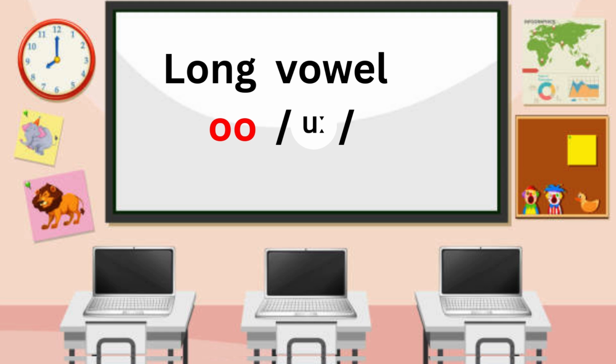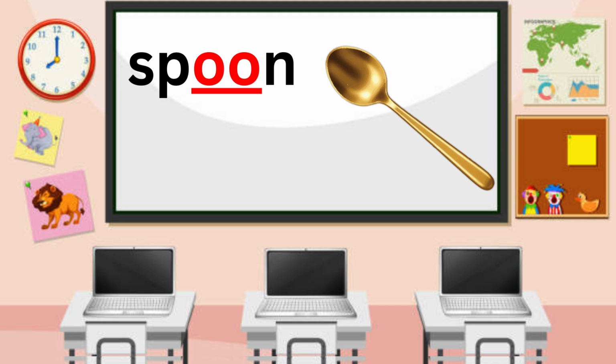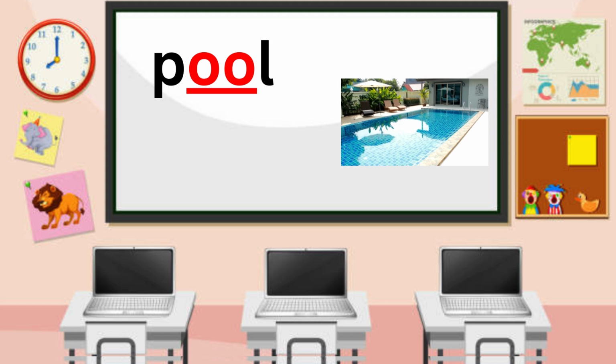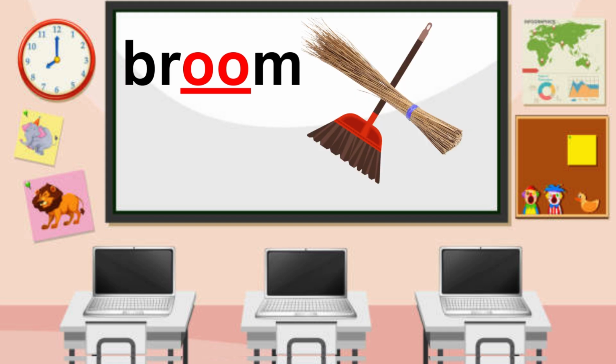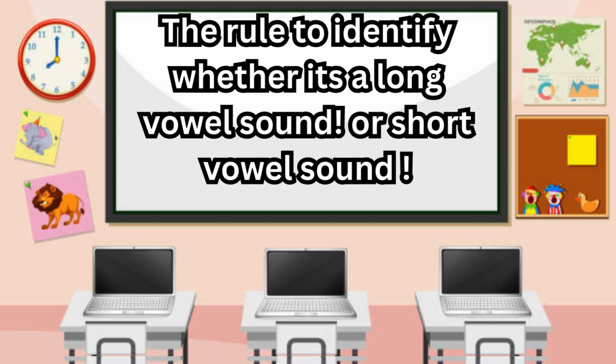Now let's look at the long vowel "oo". Examples are: sp, oo, n, spoon. P, oo, l, pool. Br, oo, m, broom.